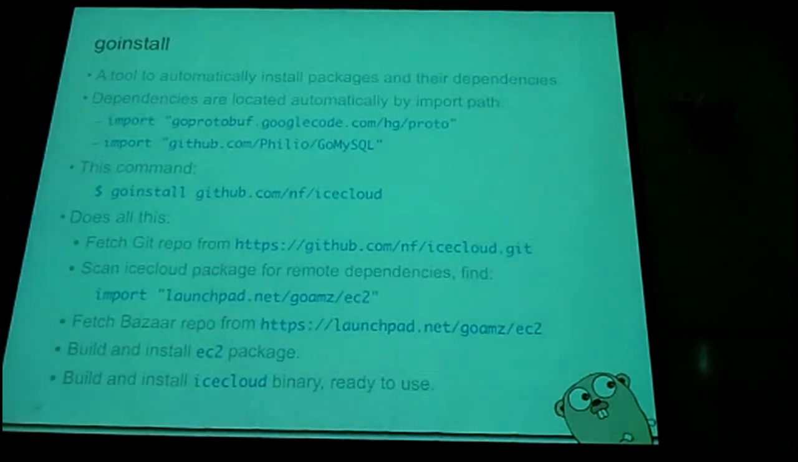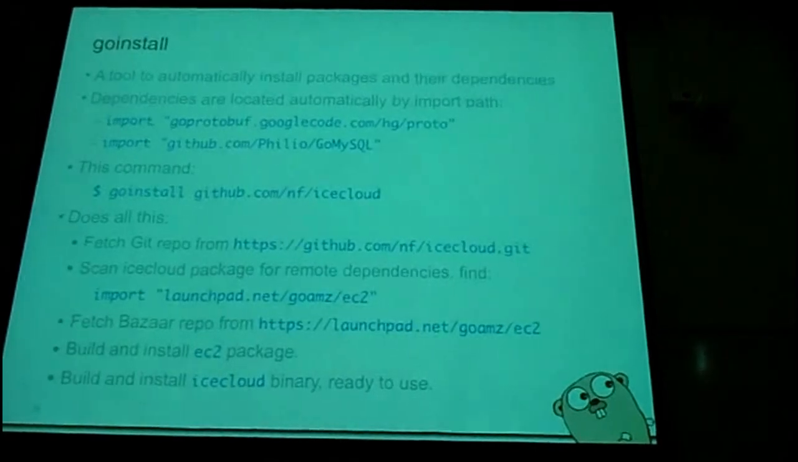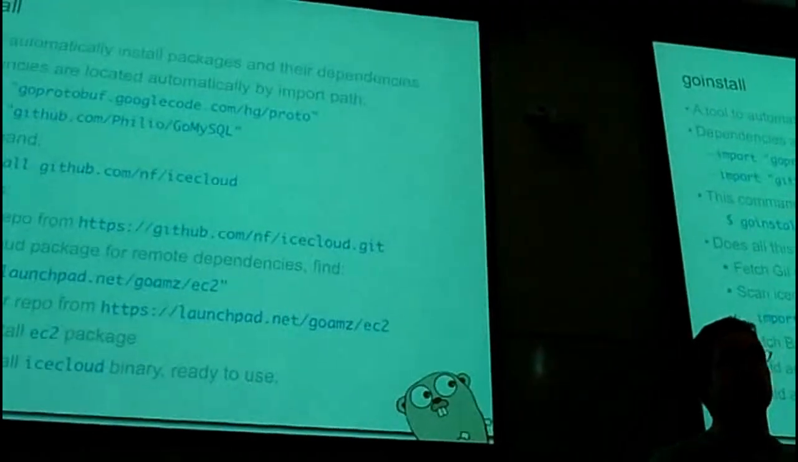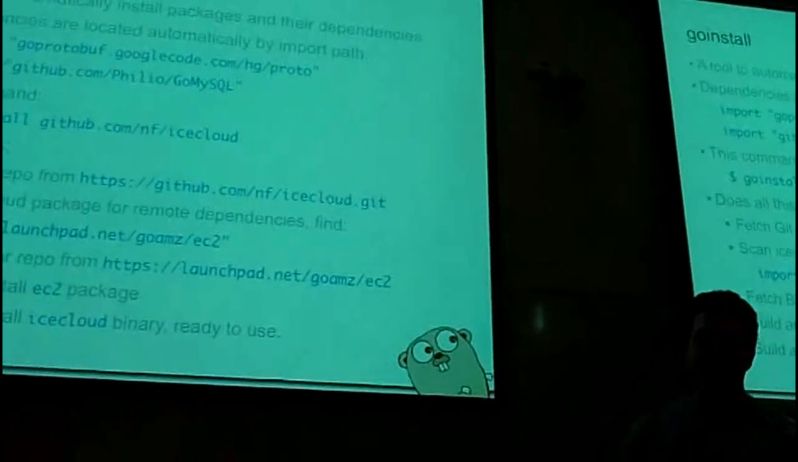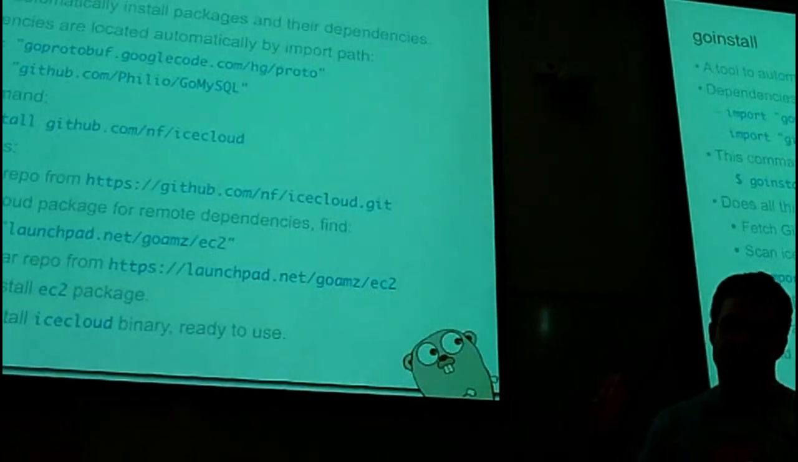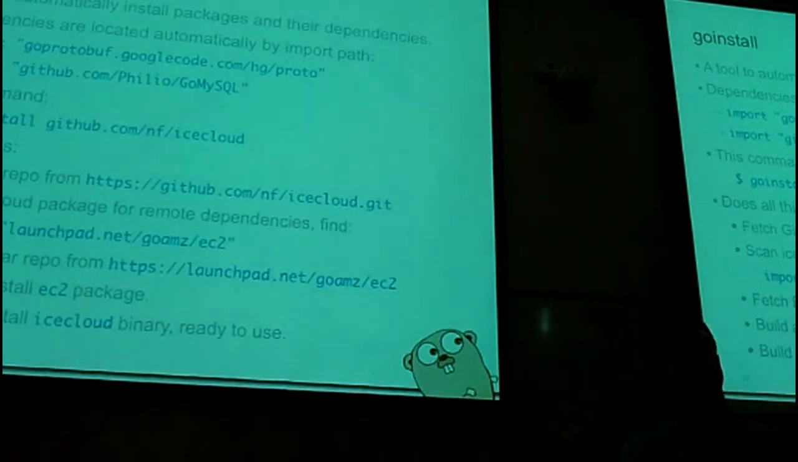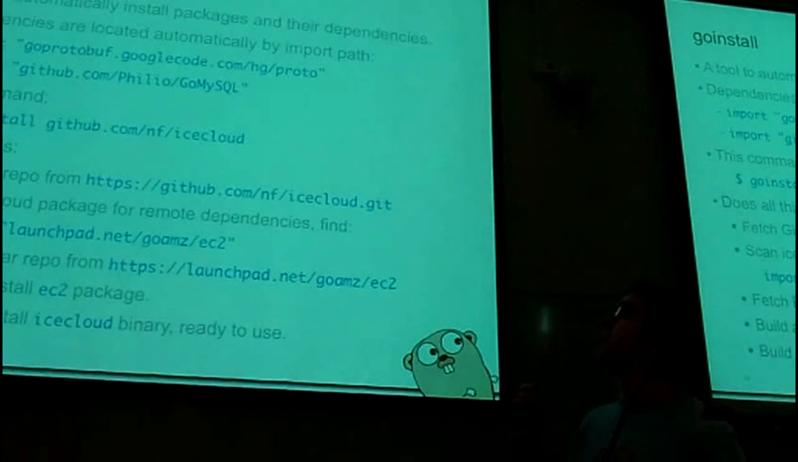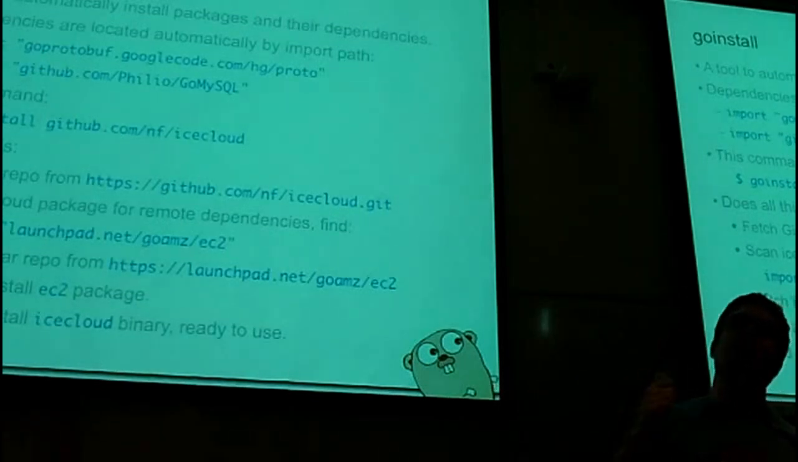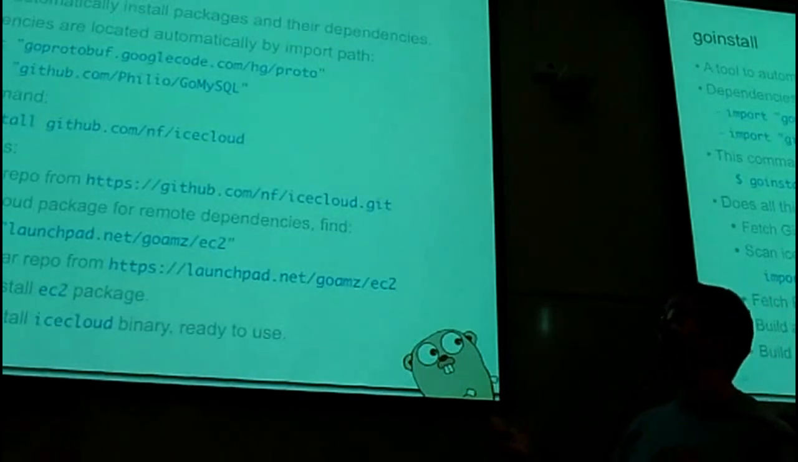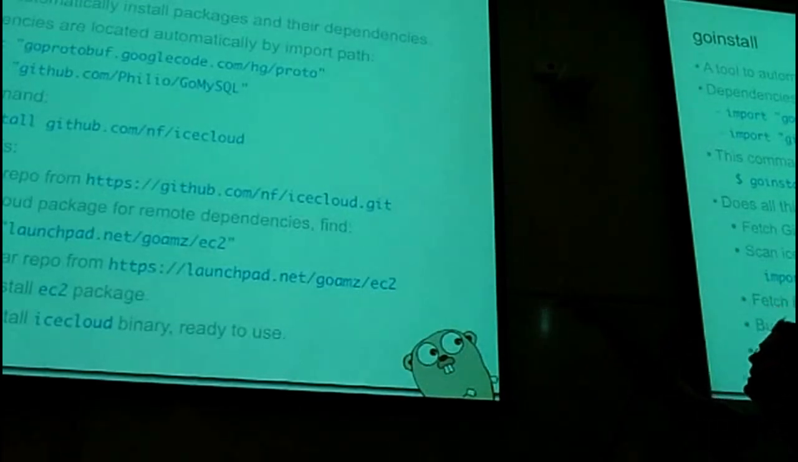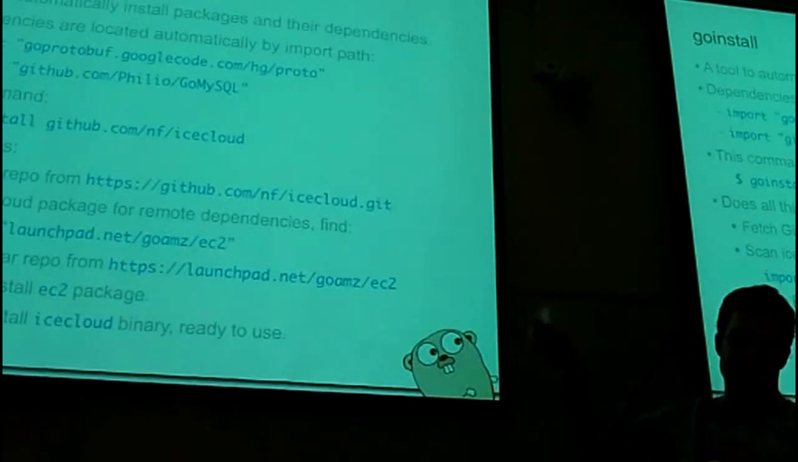Go install is another tool, and it automatically installs packages and their dependencies. So a package can be an executable or it can be a library. And the way it locates packages is via the import paths, and the import paths are a one-to-one map to the repository where they live. So if you wanted to import Go's protobuf package, you would import it from goprotobuf.googlecode.com/etc.